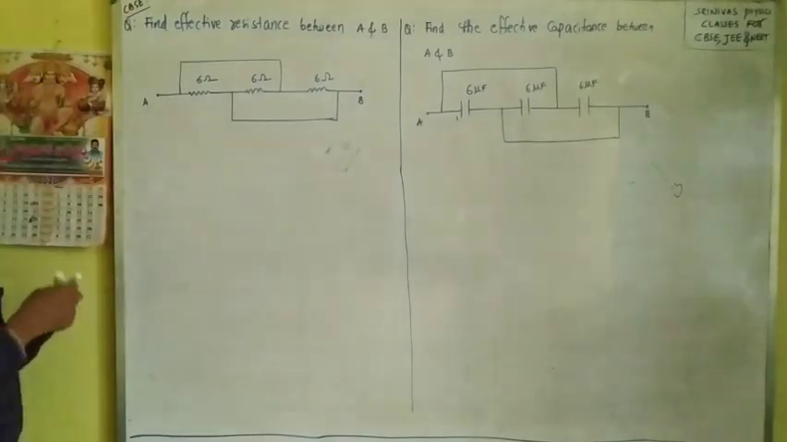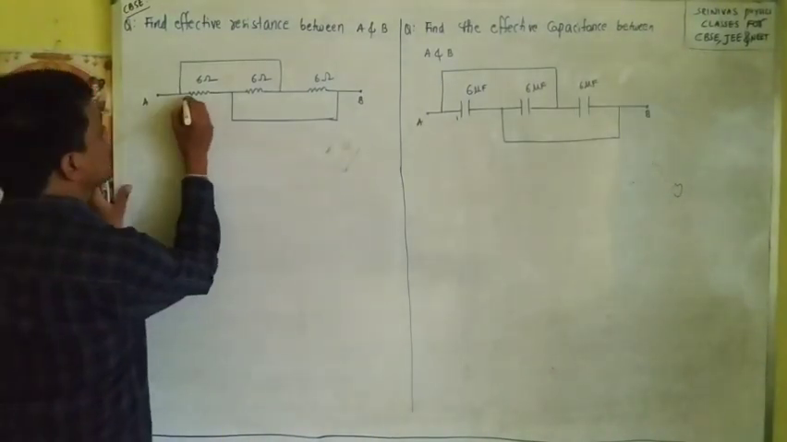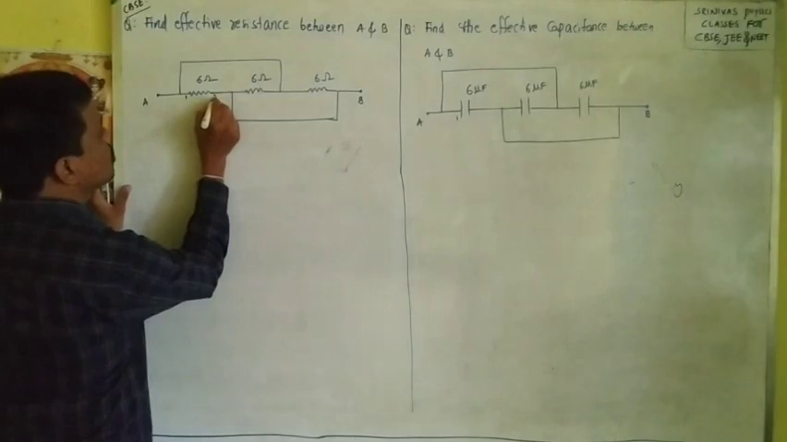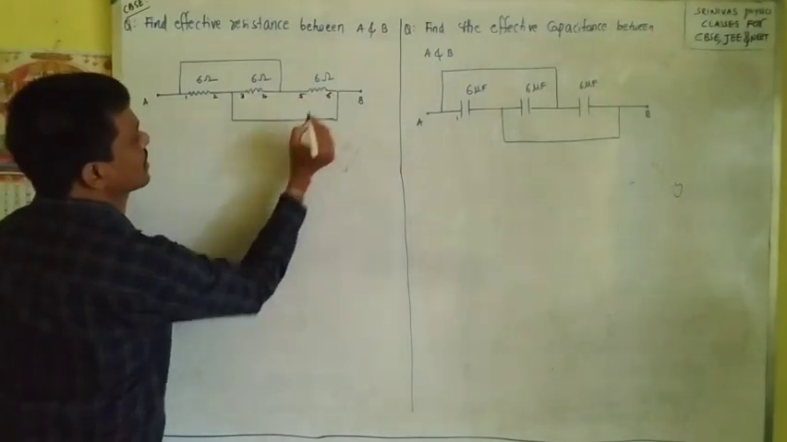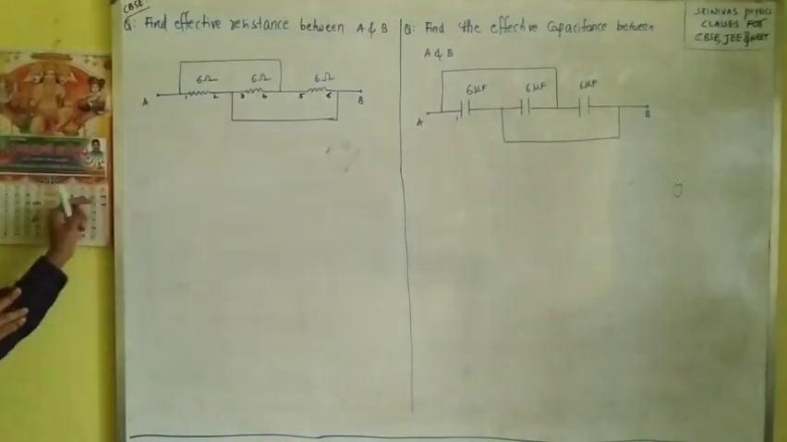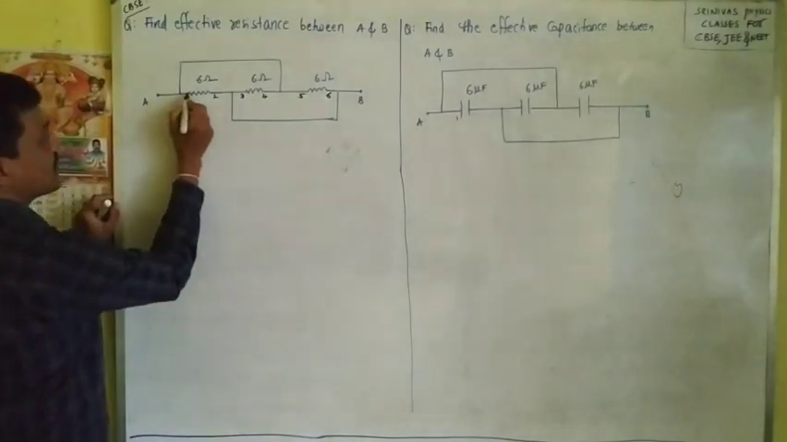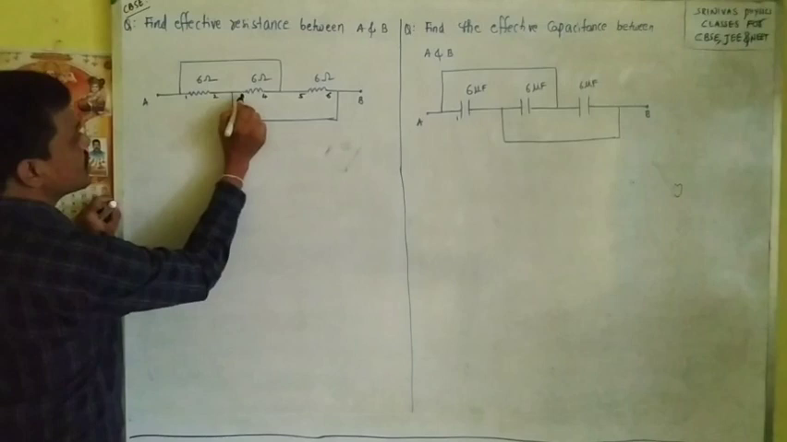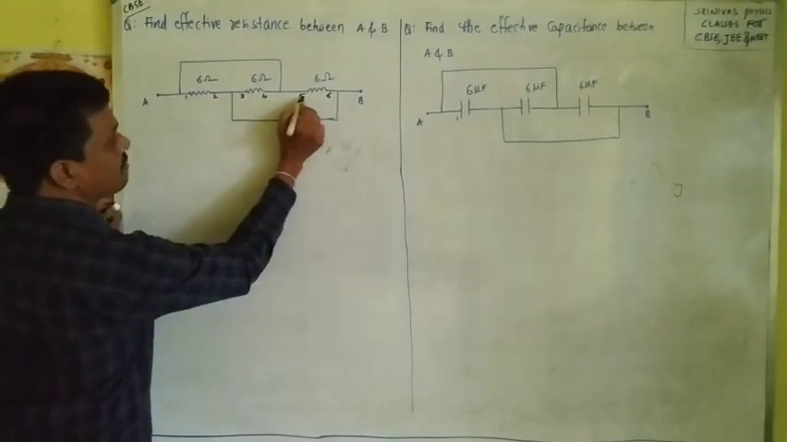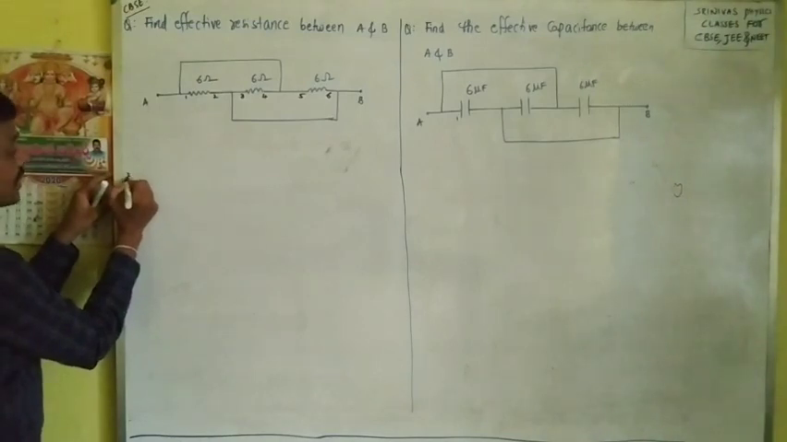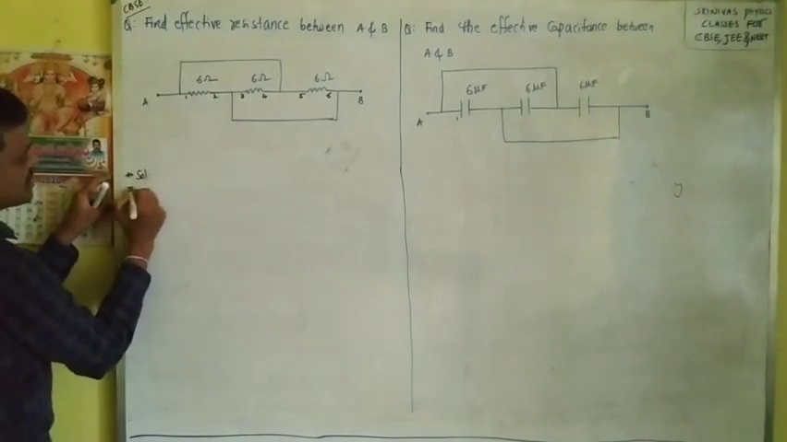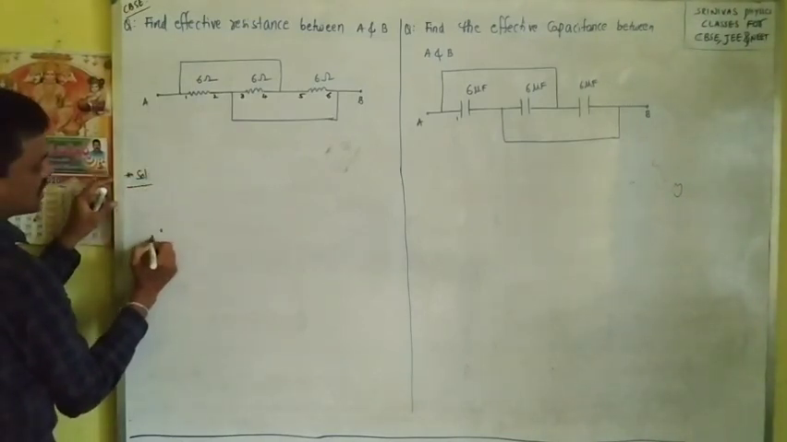For that I will redraw this diagram. I will label the ends of the resistors as points 1, 2, 3, 4, 5, 6: for the first resistor 1 and 2, next 3 and 4, next 5 and 6. Redraw the diagram. Okay, solution. Let us see, it is very simple. You should start from A.